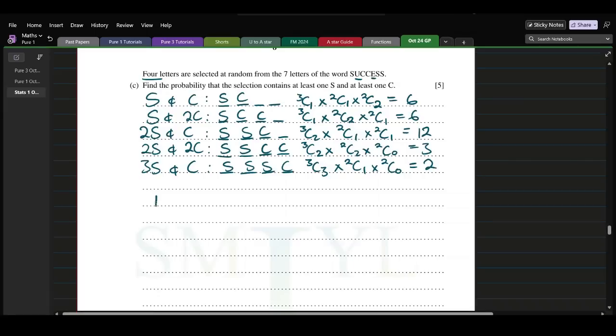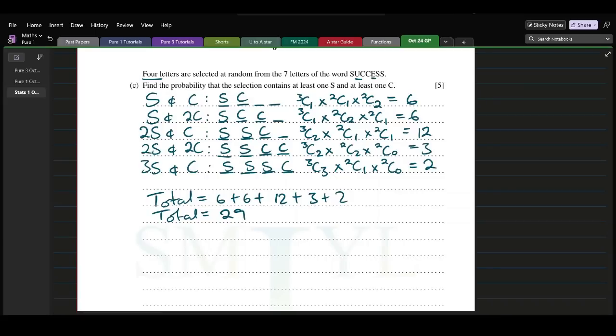And so let's tally up all the scenarios. This is 6 plus 12 plus 3 plus 2. So the total here would be 6 plus 6, 12 plus 12, 24 plus 3, 27 plus 2, 29. Okay. And notice that what we're actually looking for is the probability.